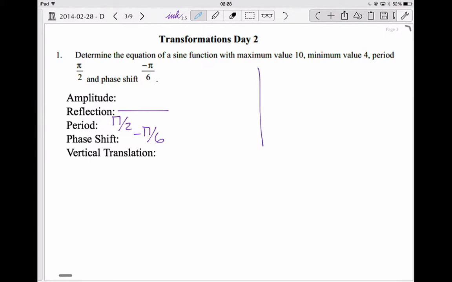Let's see, there are a couple ways I can think of this. I can think, okay, my maximum value is 10 and my minimum value is 4. The distance between 10 and 4 is 6. And half of 6 is 3. So we've got 3 and 3. And remember that amplitude is the distance from that center line to your extreme values. So my amplitude is 3.